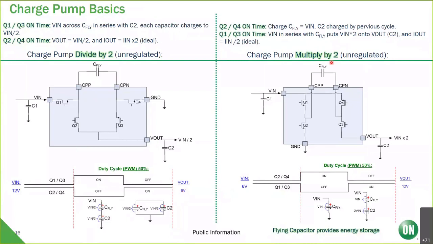A multiply by 2 charge pump has a different configuration for the switches, still has the flying capacitor for energy storage, but now when Q1, Q2, and Q4 are on, you have VIN across C-fly, and then when Q2 and Q4 are off, now you have C-fly in series with C2, which puts out 12 volts, which doubles the input. So now you have, for example, 6 volts in, you'll have 12 volts out, and now your output current will be 1/2 of the input current, thereby maintaining conservation of energy.